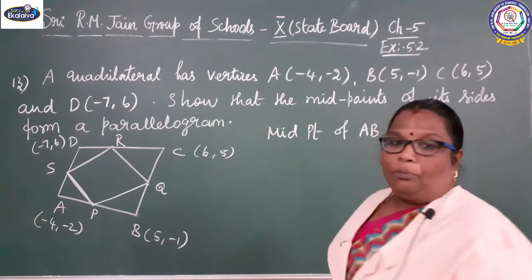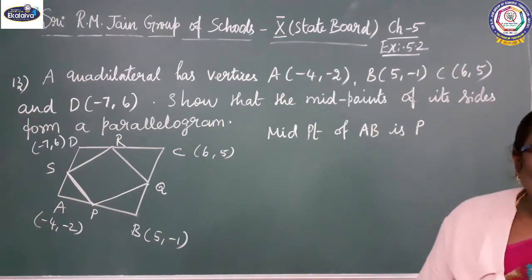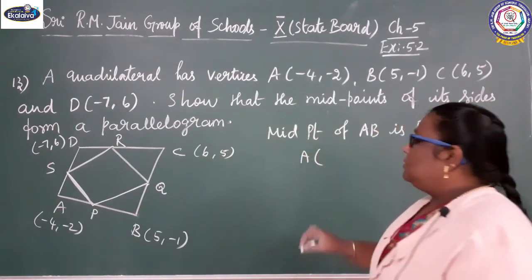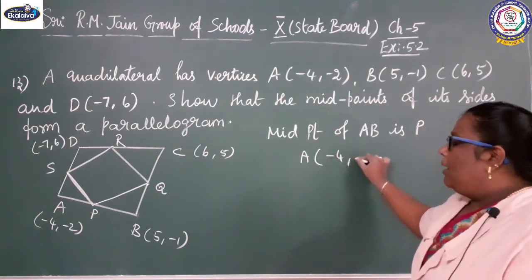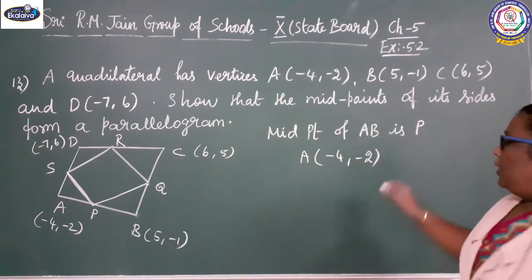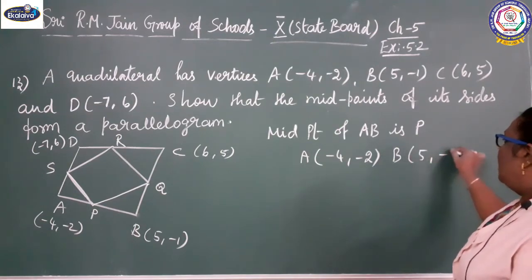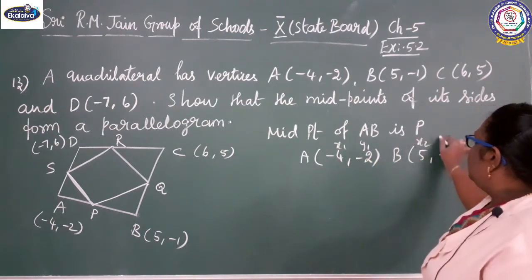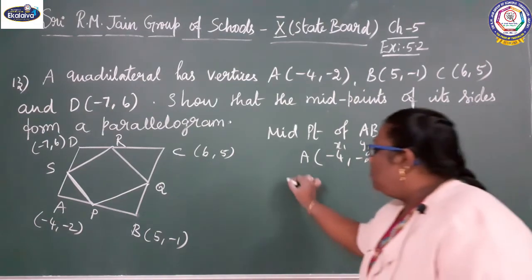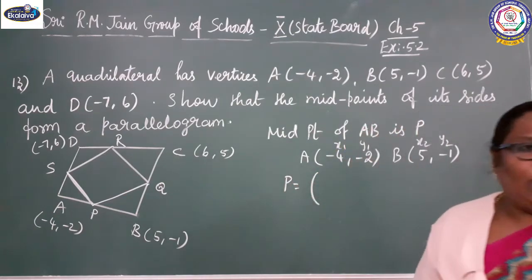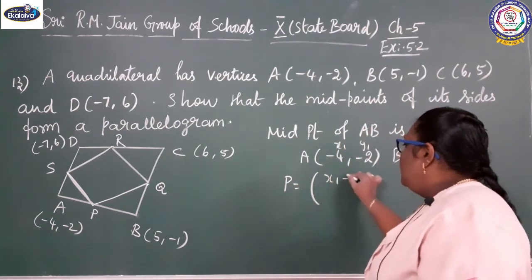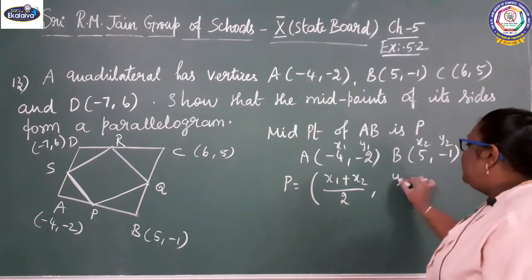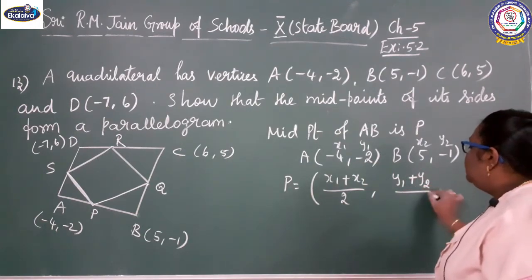What is the formula for midpoint? x1 plus x2 by 2 comma y1 plus y2 by 2. So what is point A? Minus 4 comma minus 2. B point is 5 comma minus 1. This is x1, y1, x2, y2. Midpoint P equals x1 plus x2 by 2, comma y1 plus y2 by 2.